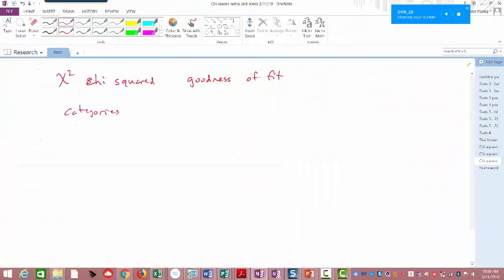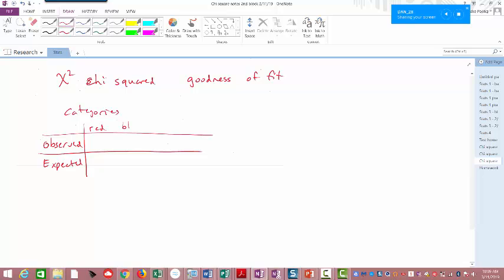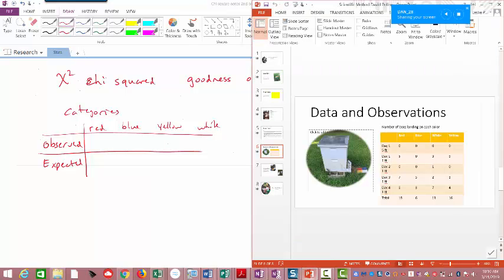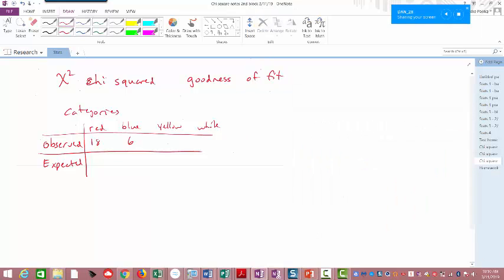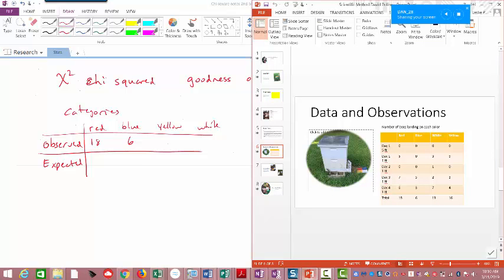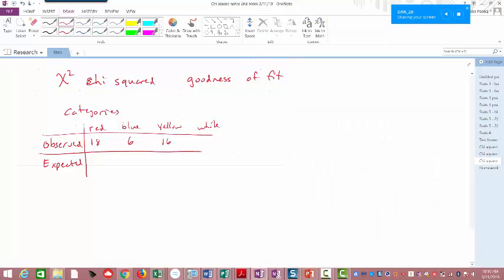Okay? So when we are looking at chi-squared, we are looking at observed data versus expected data. And we have our categories. And our categories were red, blue, yellow, and white. And I'm probably writing them down in a different order than they were. All right, so 18 and 6. And then yellow was 16 and white was 13.